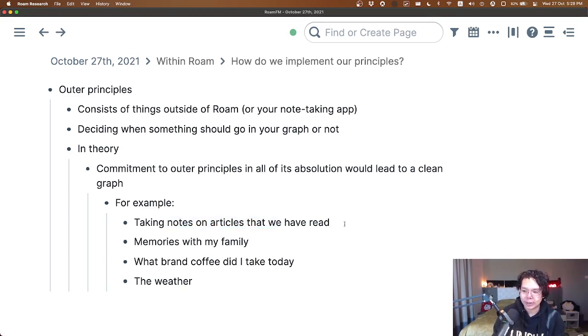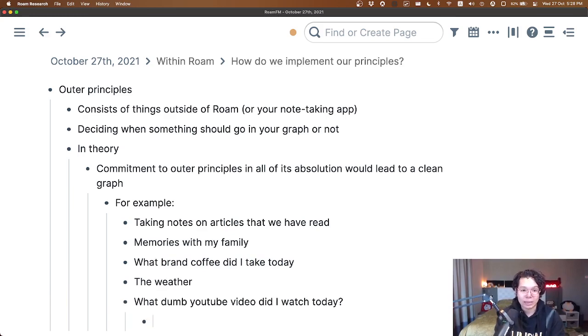But then you look at other personal things. It's like, oh, memories of my family. You can try to justify that and say, yes, I do cherish my family. I want to keep that in my graph because my knowledge graph is the culmination of everything that I'm thinking about, so I will keep that in there. Or something like what brand of coffee that I take today, or the weather, or even what dumb YouTube video did I watch today? Do I want to keep track of this, right? Yes or no?